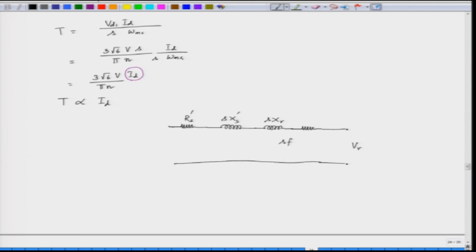So, this is the applied voltage. The voltage here is S V referred from the rotor side, so S V prime, and this is the rotor resistance R r. This is the AC equivalent circuit of the motor from the rotor side.